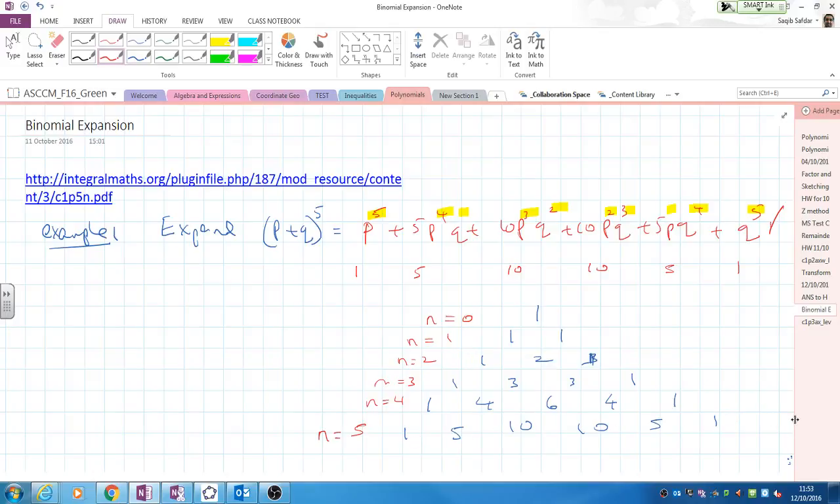Right, the way to get this number is to add the 2 numbers above it, 4 plus 1. 4 plus 6 will give us the 10. 3 plus 3, for example, gives us the 6. 2 plus 1 gives us the 3. 1 plus 1 gives us the 2, and so forth. It starts off with just 1, and 1, 1. And then it just carries on.